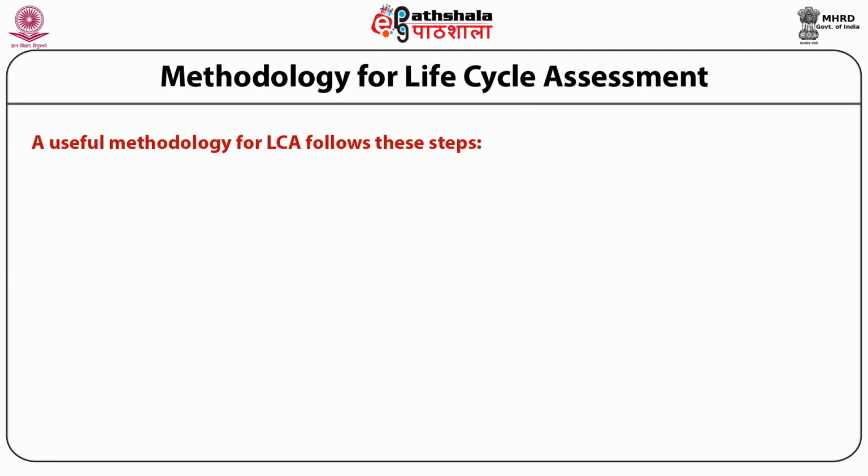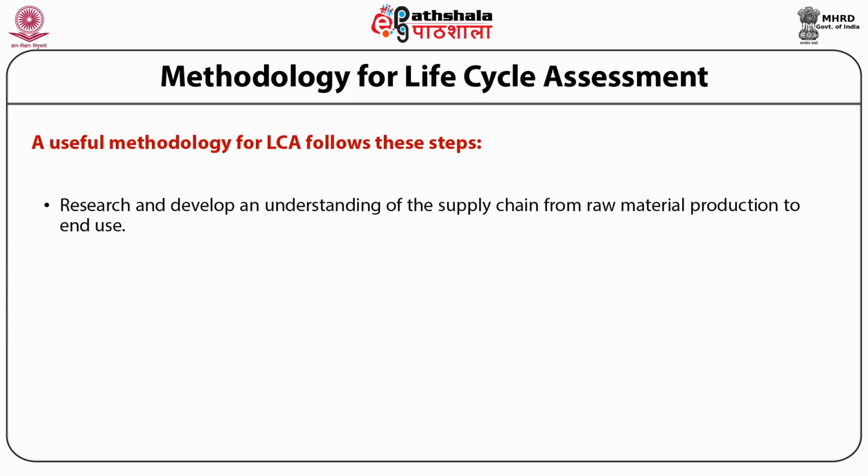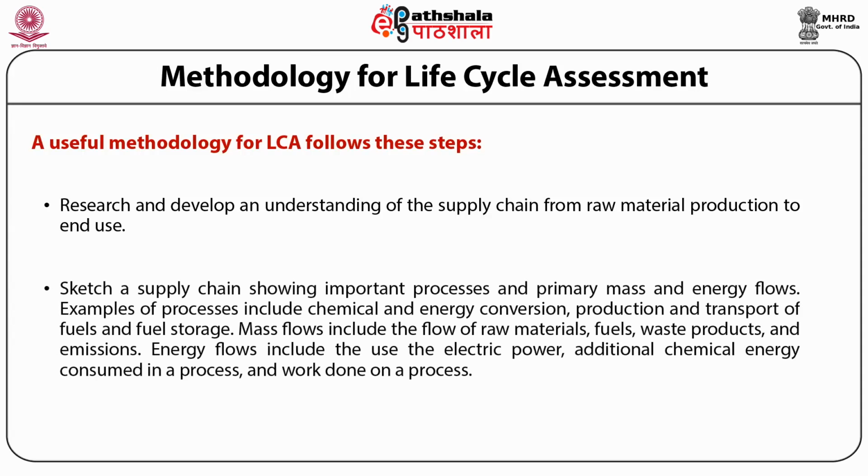A useful methodology for life cycle assessment follows these steps. First, research and develop an understanding of the supply chain from raw material production to end use. Second, sketch a supply chain showing important processes and primary mass and energy flows. For example, processes include energy and chemical conversions, production, and transport of fuel and fuel storage.